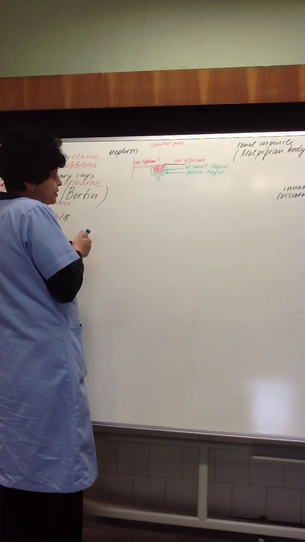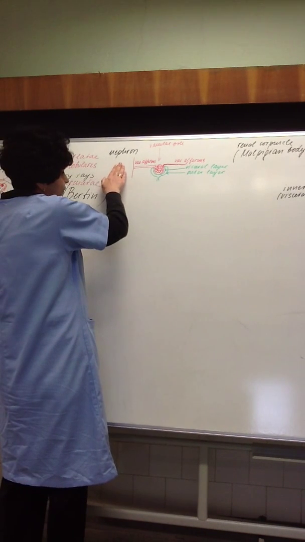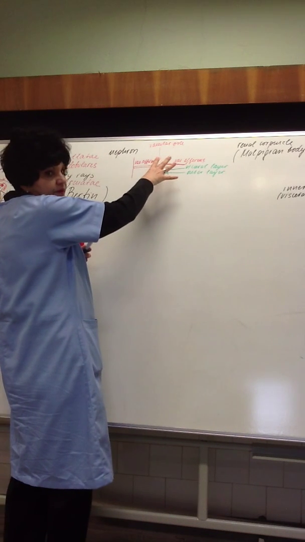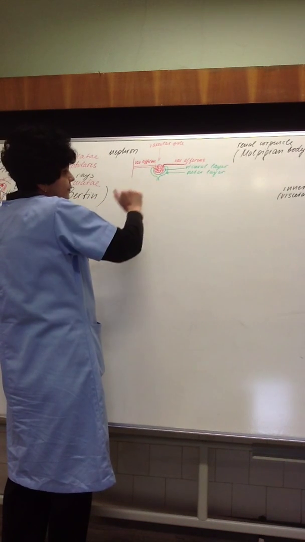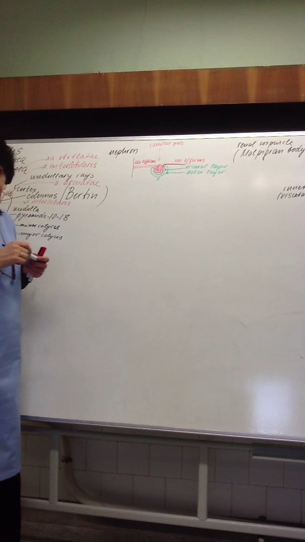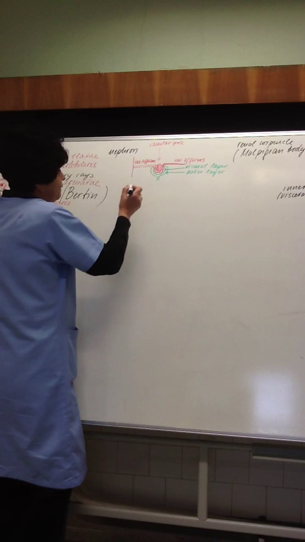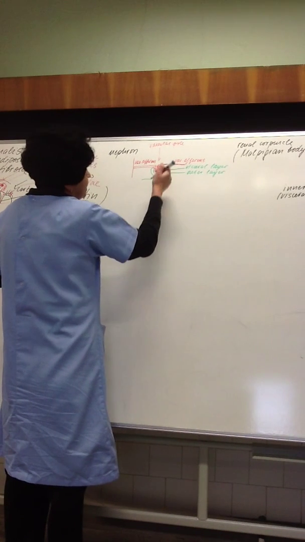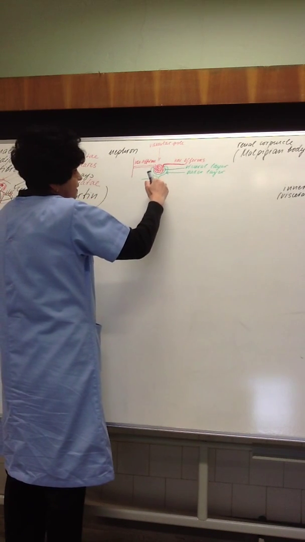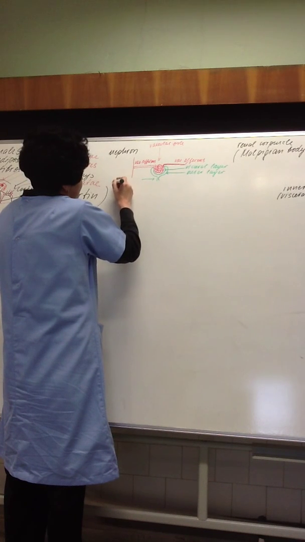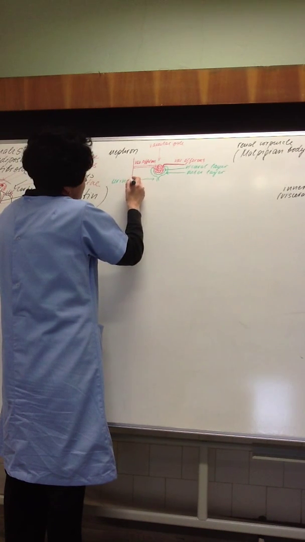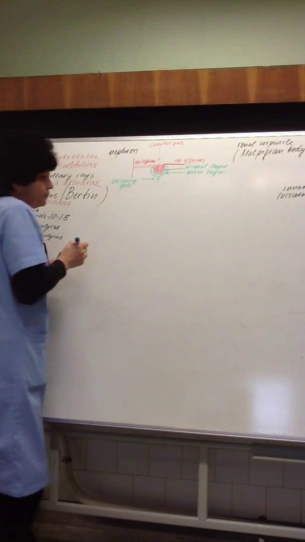The next portion of the nephron is the renal corpuscle, Malpighian bodies. This pole is called the vascular pole. The pole located on the opposite side of the vascular pole is called the urinary pole.